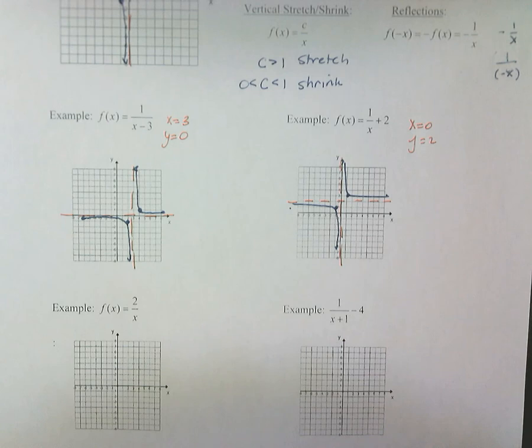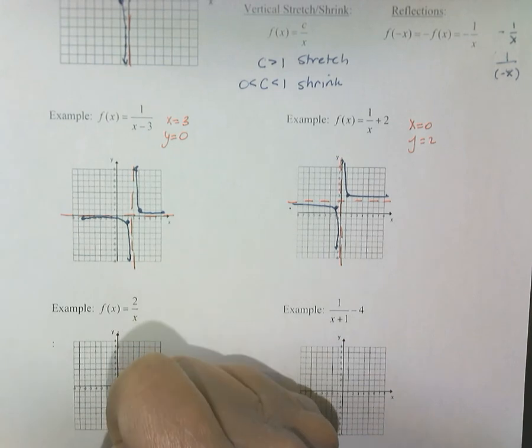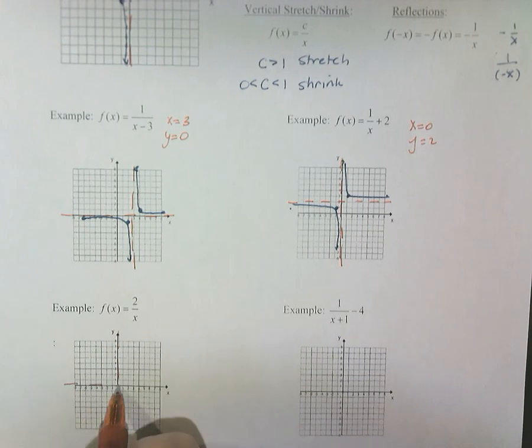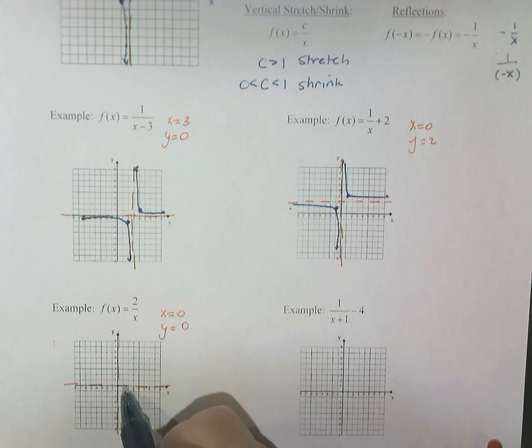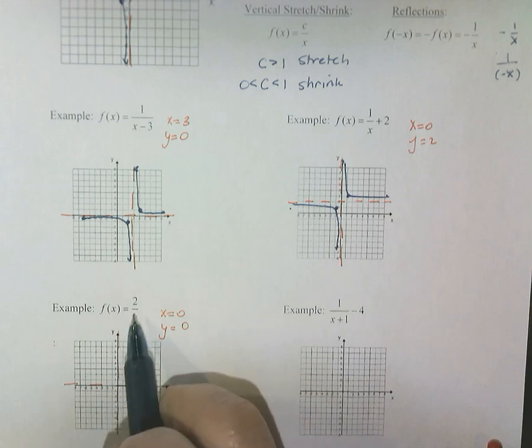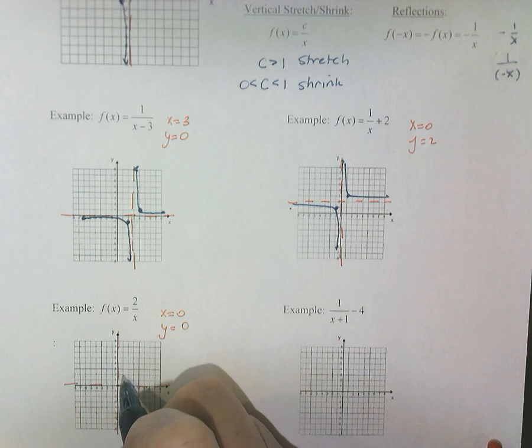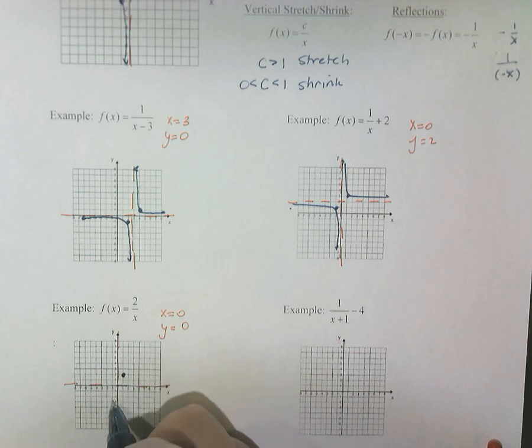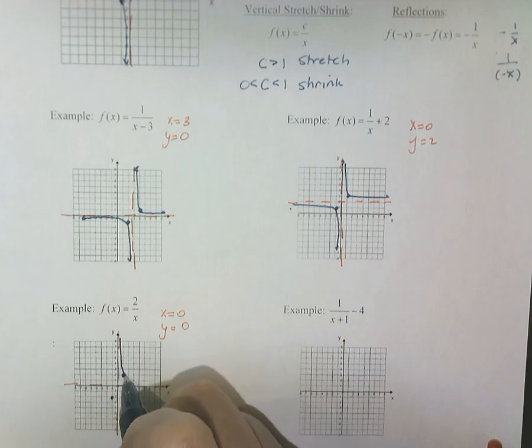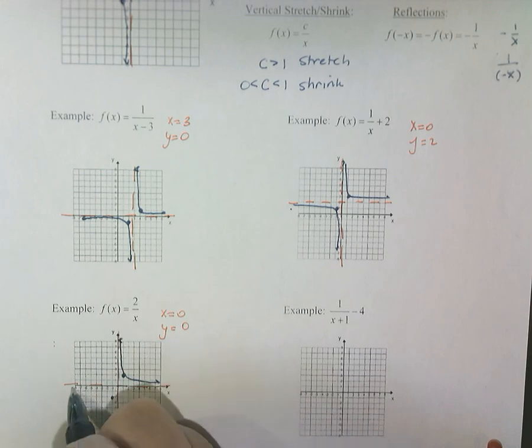This f of x equals 2 over x, that's a vertical stretch. So my x-axis and my y-axis are still going to be my vertical and horizontal asymptotes. The y-axis is the line x equals 0. The x-axis is the line y equals 0. But I'm not going to be at the point 1, 1. This is a stretch, so that means I have to change the y value. I'm going to be at 1, 2 and negative 1, negative 2. And then it's got that same general shape.